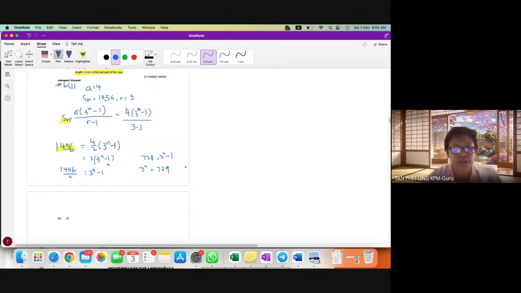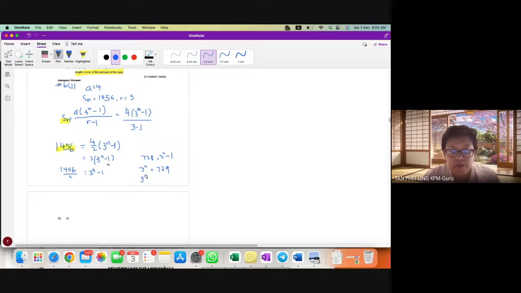So now you can press randomly using the calculator. 3 power 7. Oh, 2187, already too big. 3 power 5 is 243. What I mean is you randomly do lah. You just press the calculator.